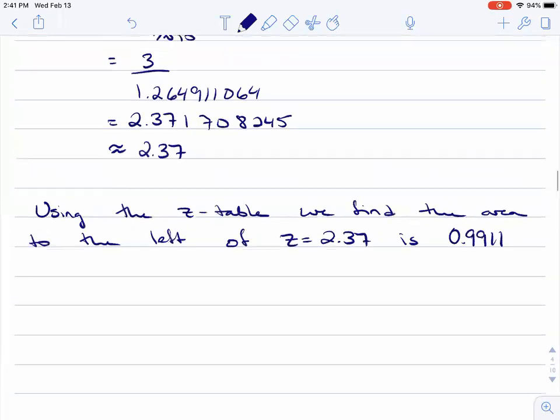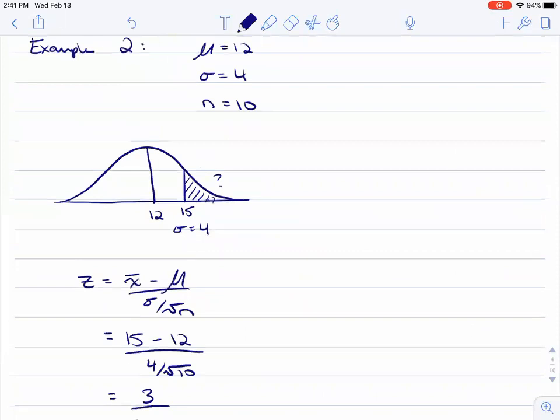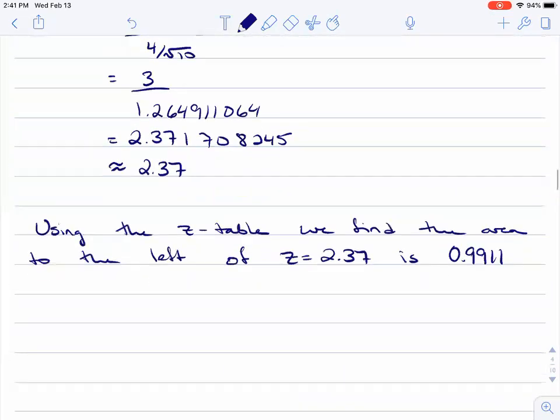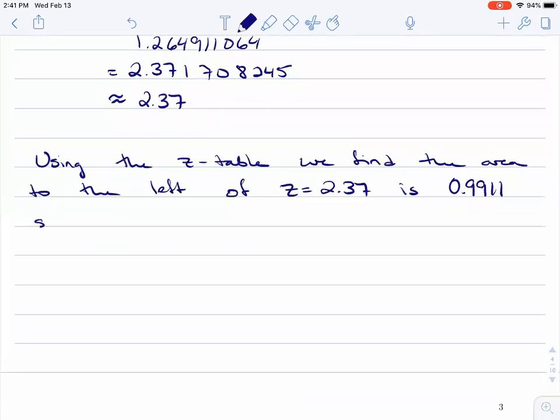So that's the area to the left. Here, we want this area. And so we need 1 minus that. So the area to the right is 1 minus 0.9911, which is 0.0089.